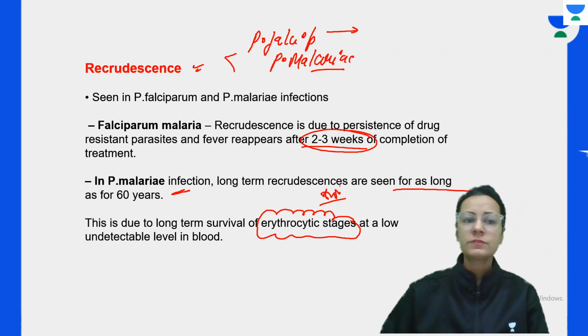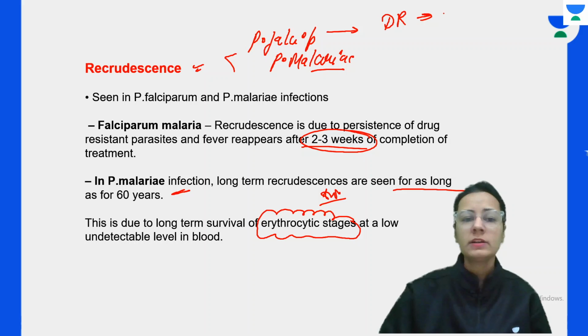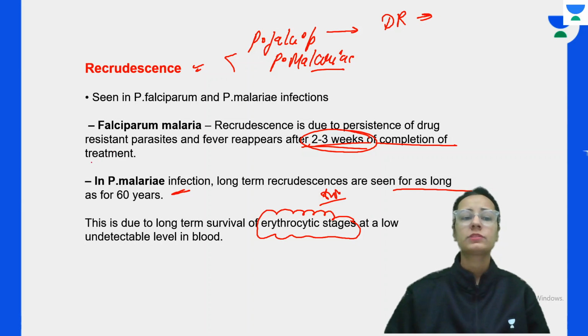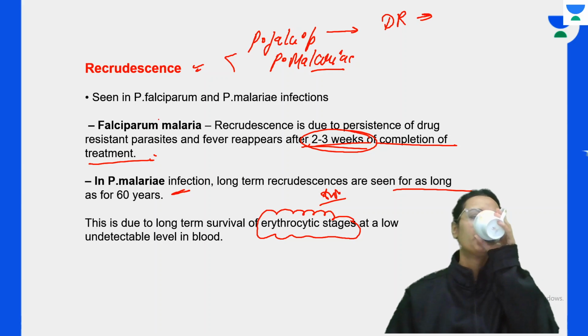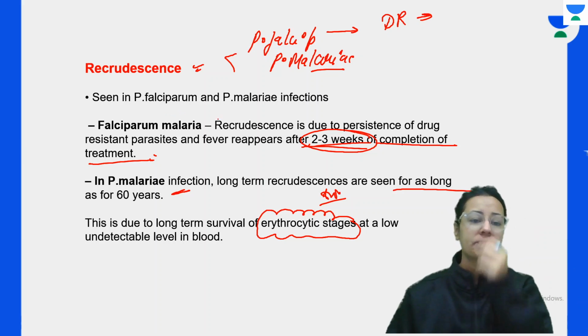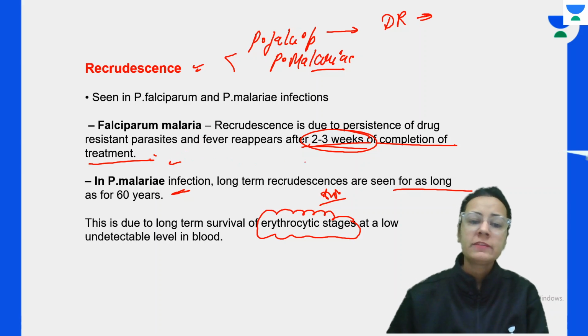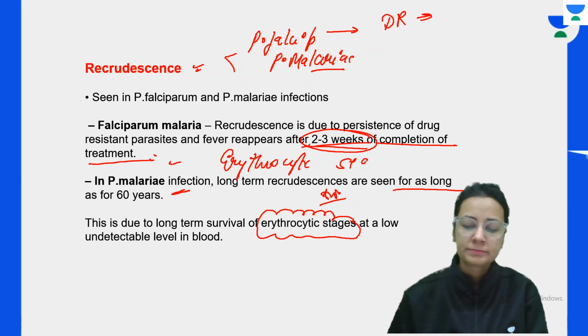So, what is the reason for the recurrent disease? In falciparum, it is due to the persistence of the drug-resistant parasite, and it appears after 2 to 3 weeks of the completion of the treatment. And in Plasmodium malariae infections, long-term recurrence is due to the long-term survival of the erythrocytic stage.